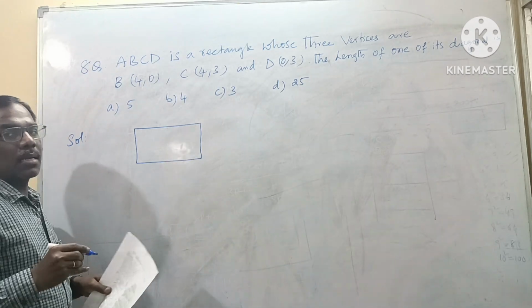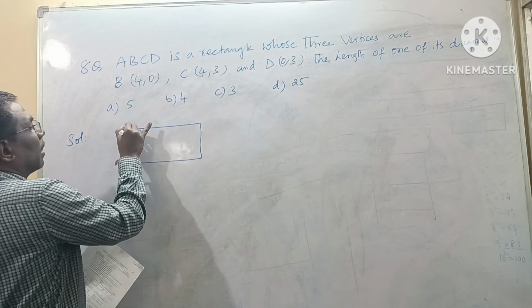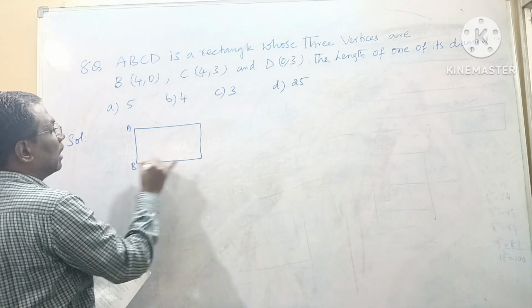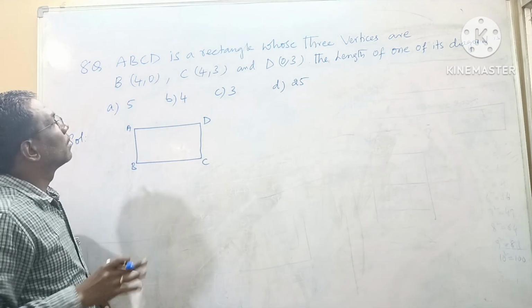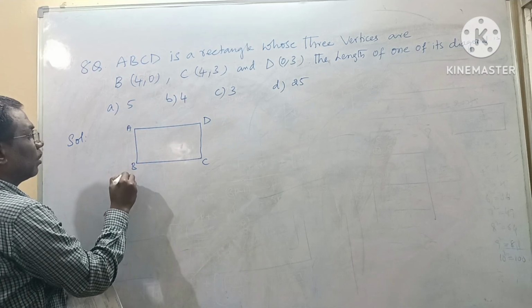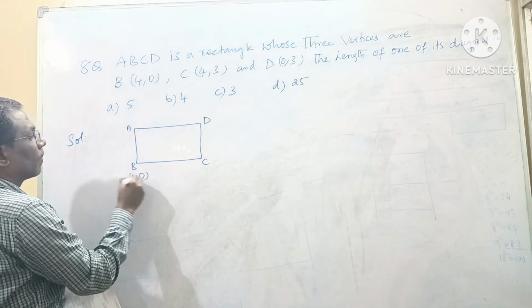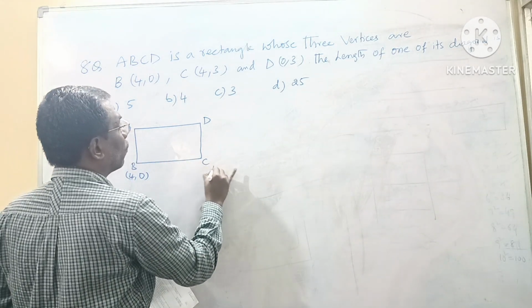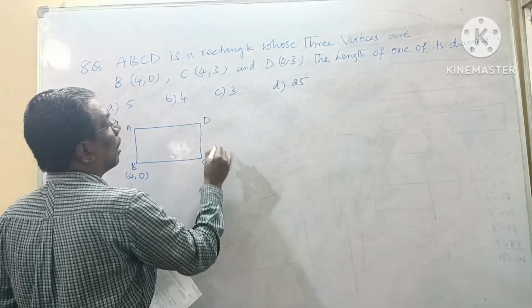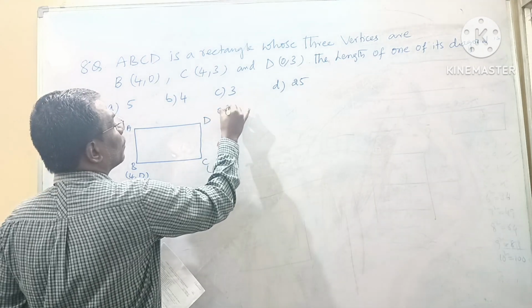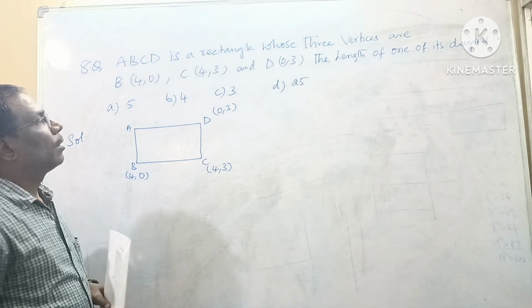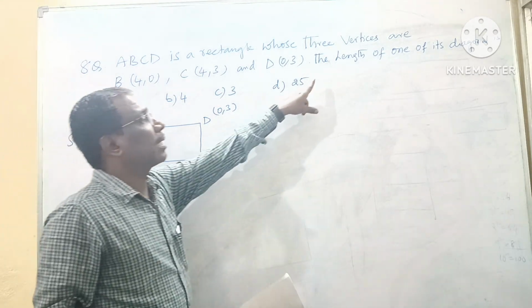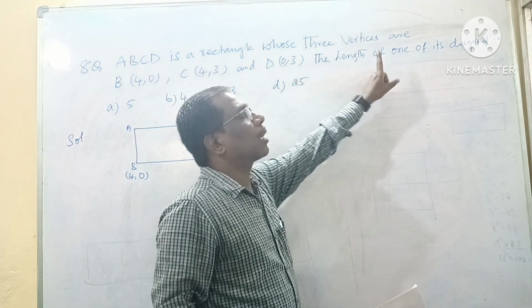So this is the diagram of the rectangle. It is A, B, C, D. What is given? B is given as (4, 0), C is given as (4, 3) and D is given as (0, 3). A is not given. So what do we want to find? Find the length of one of its diagonals.